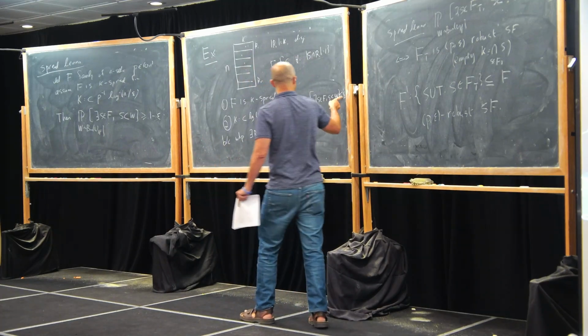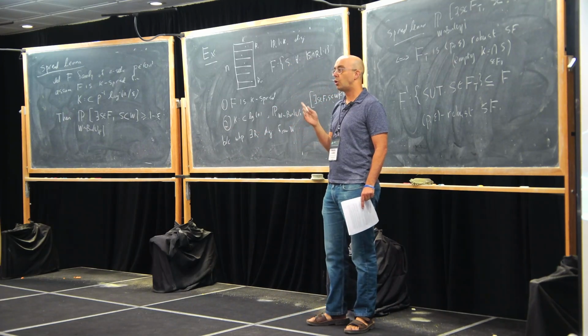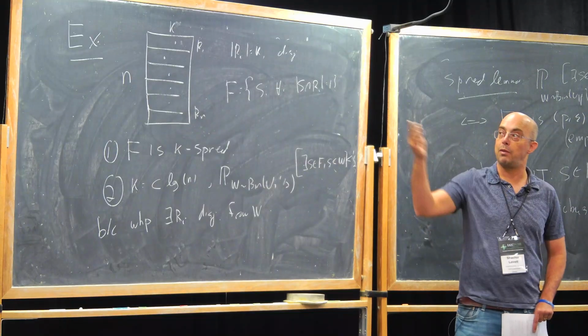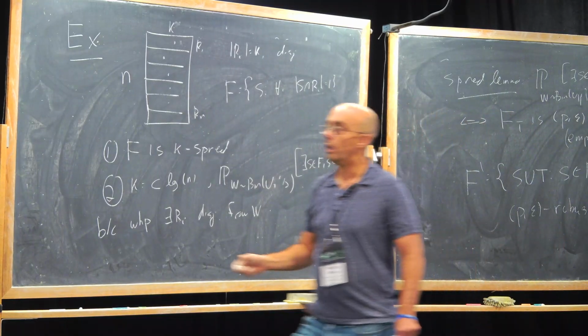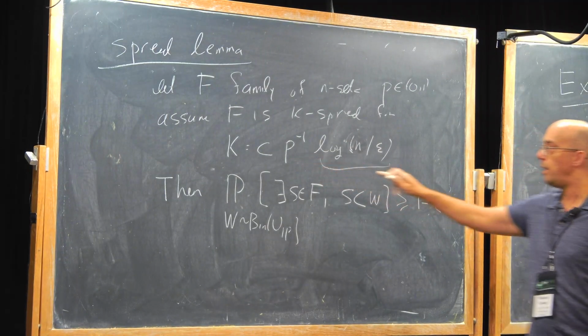And again, you can play here with these parameters of k. You can boost this to epsilon. You can boost this to p. You can play with other parameters. So this type of example shows that everything that we're doing here is tight. If you want to prove the spread lemma, you need to pay this log n over epsilon. And in fact, you need to pay exactly this up to the constant, by setting this to be k here.